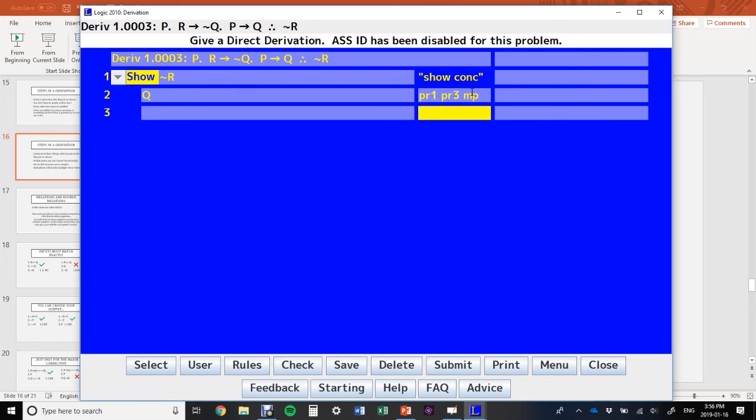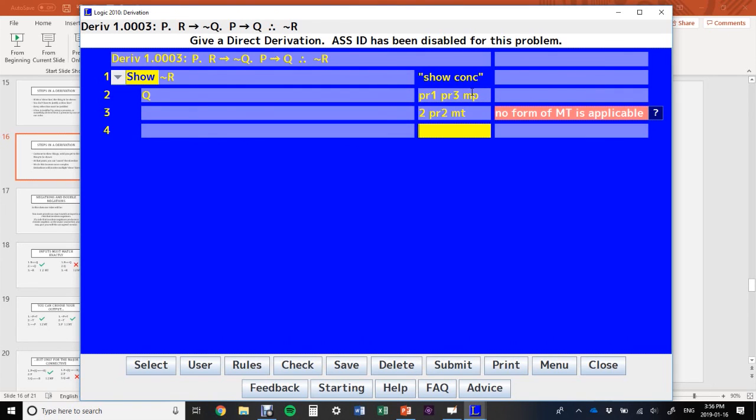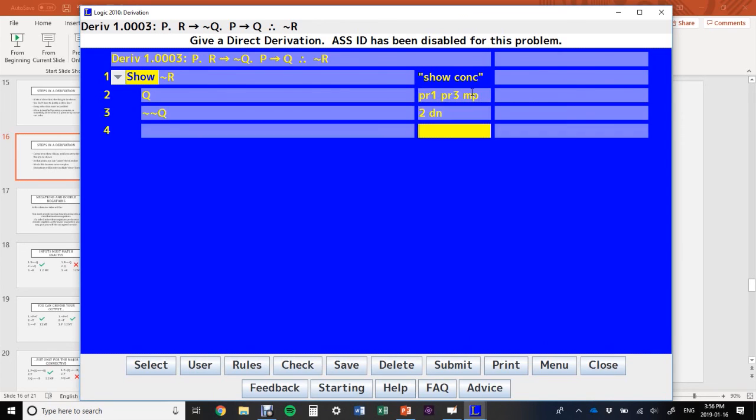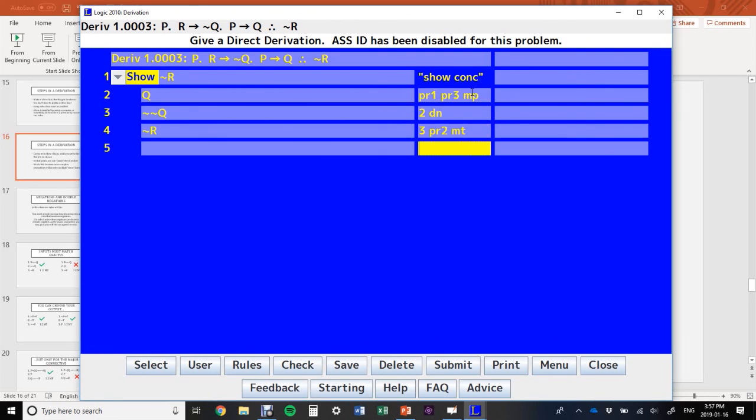Now we've got line 2. So watch what happens when you try to do the unnegated version. So line 2, premise 2, modus tollens, it will say that that's not acceptable. What it wants is the following. It wants line 2 double negation. Now we can say line 3, premise 2, modus tollens to get not R. And that's the thing that we're trying to do. So line 4, direct derivation.